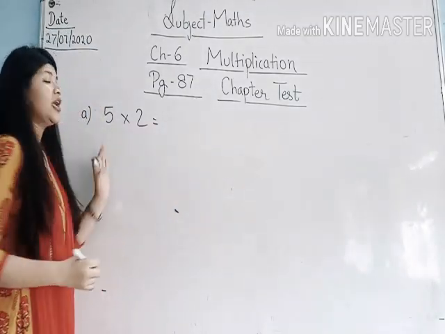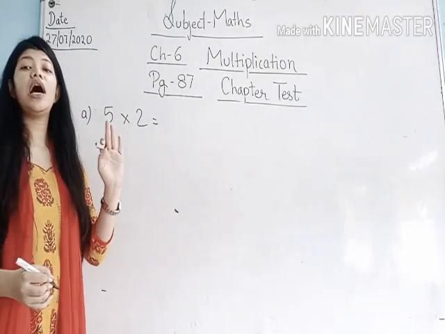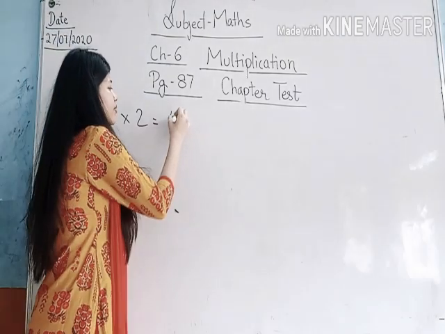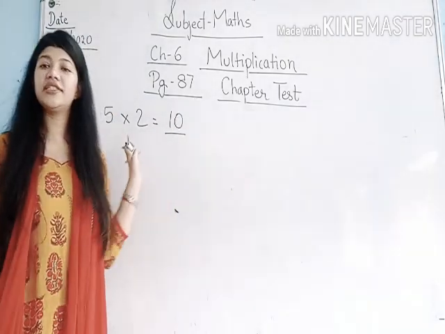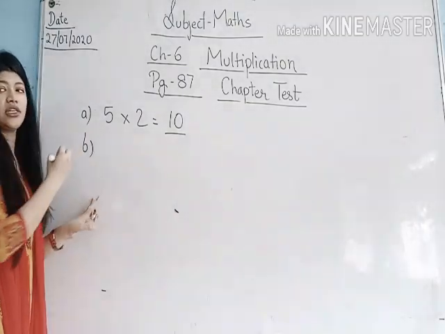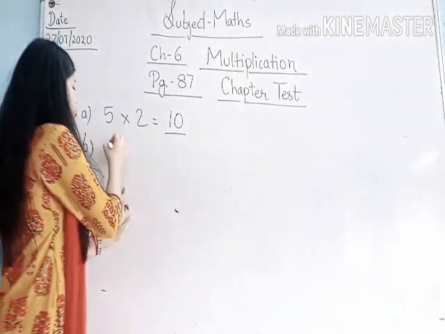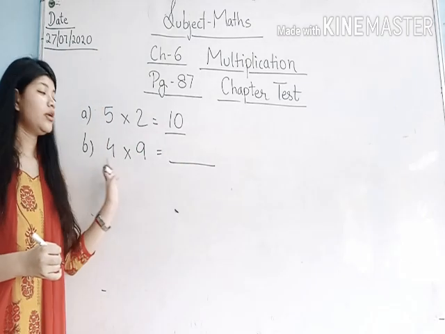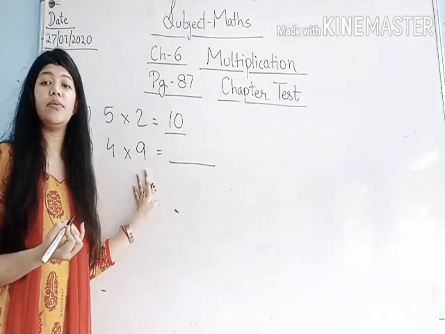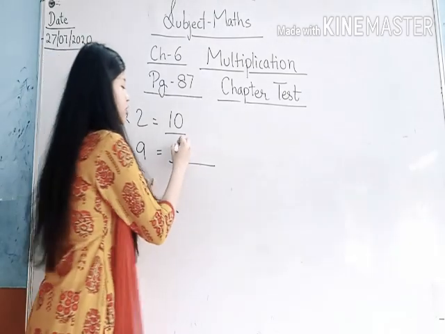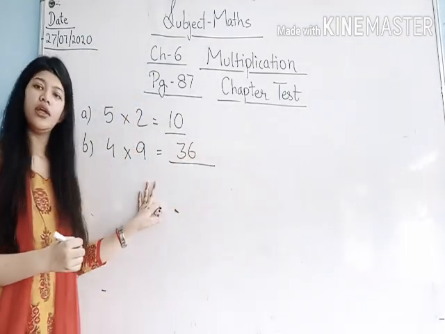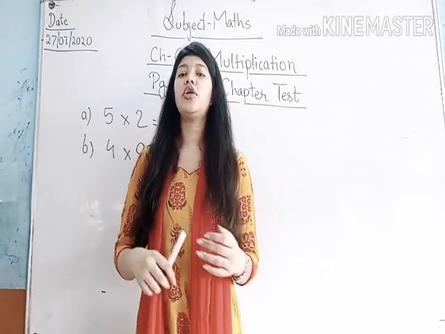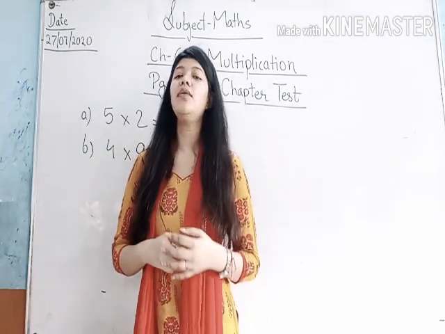5 into 2. Now tell me, 5 2s are, yes, 10. So the answer will be 10. Yes, this is easy. Let's practice one more. 4 into 9. 4 9s are, yes, tell me, 4 9s are 36. Clear? Okay. So in this way you will solve the rest of the questions and will find the product.